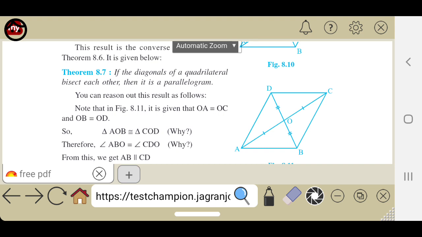The next: if the diagonals of a quadrilateral bisect each other, then it is a parallelogram. If the diagonals of a quadrilateral bisect each other, then it is a parallelogram.